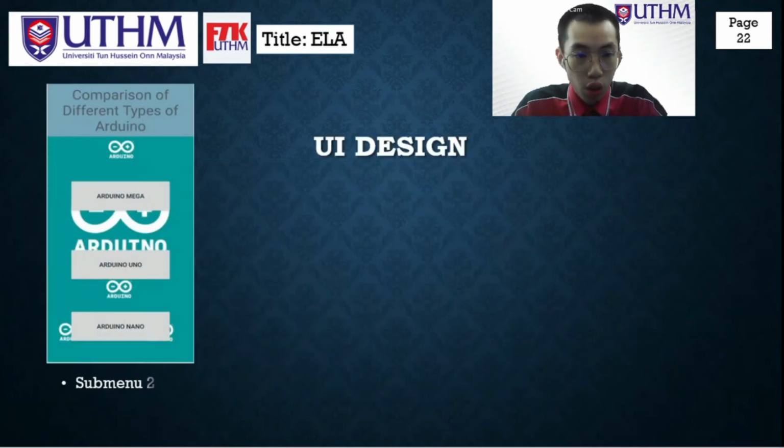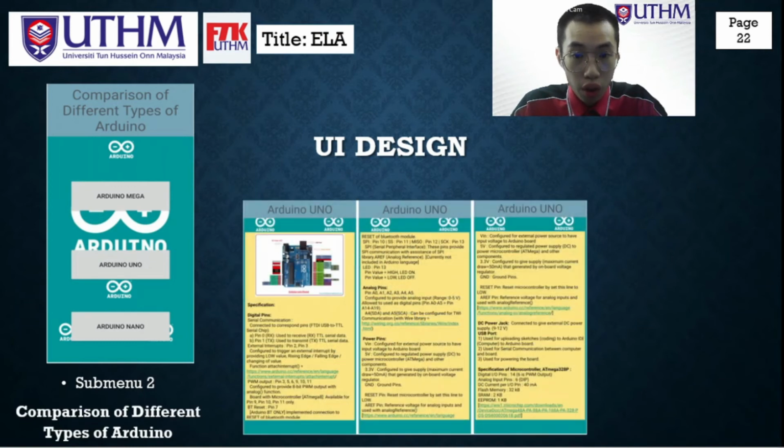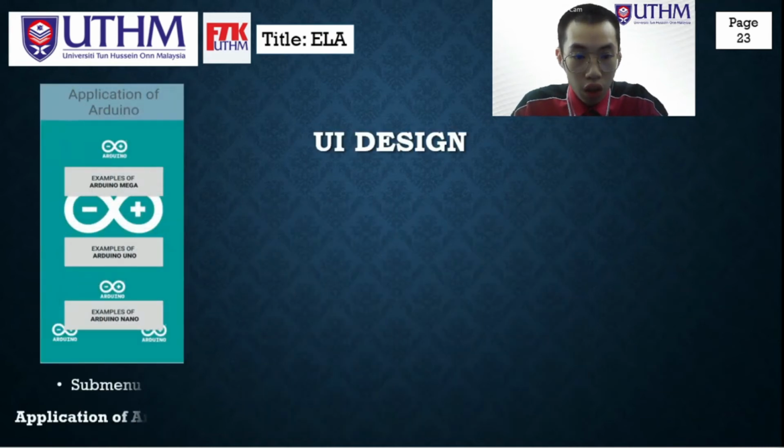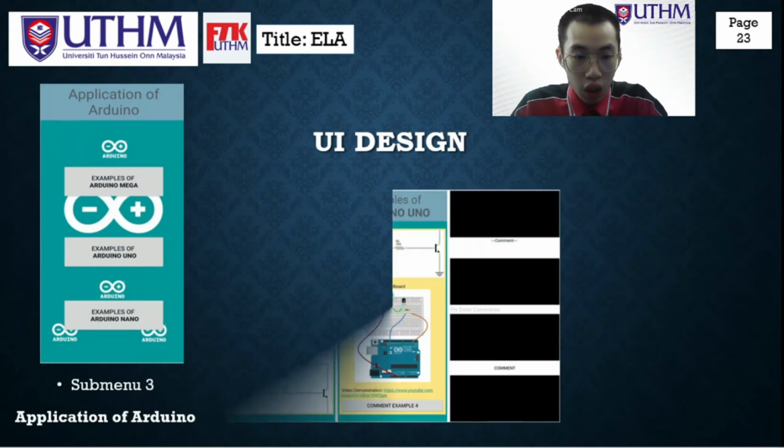Next, the UI design of submenu 2, comparison of different types of Arduino. Then this is the content: if you choose Arduino Uno, it has the information about digital pins, analog pins, power pins, and the specifications of the microcontroller. And the third one is the application of Arduino, submenu 3.